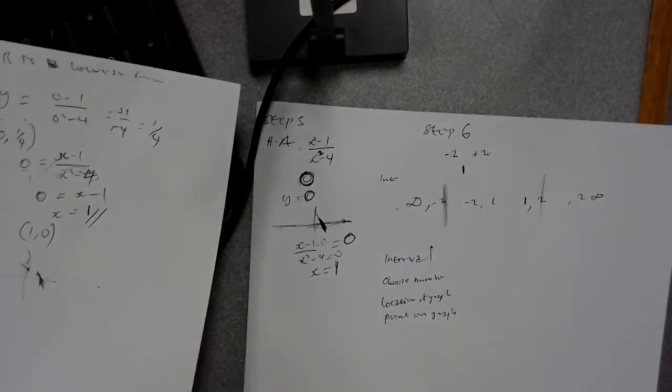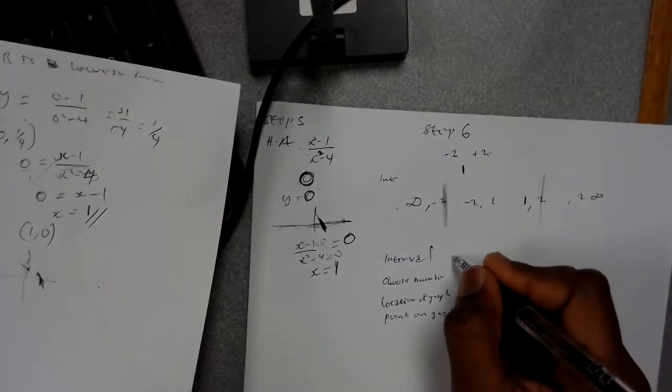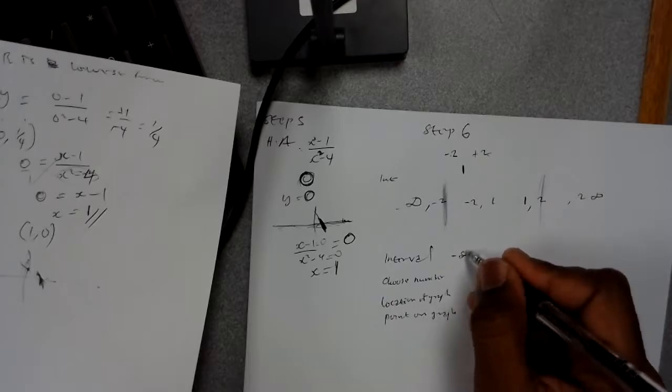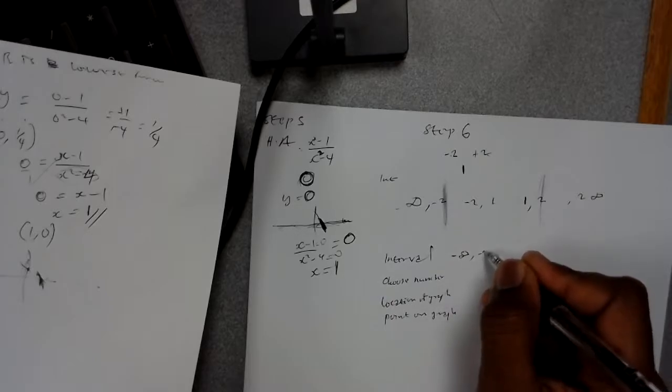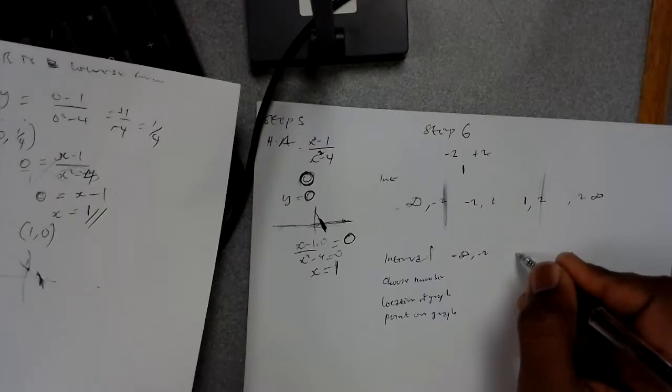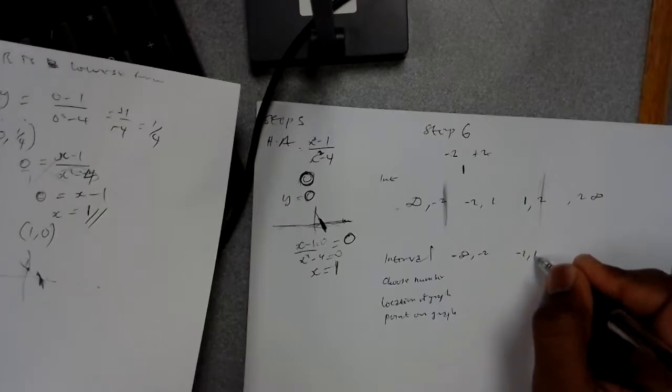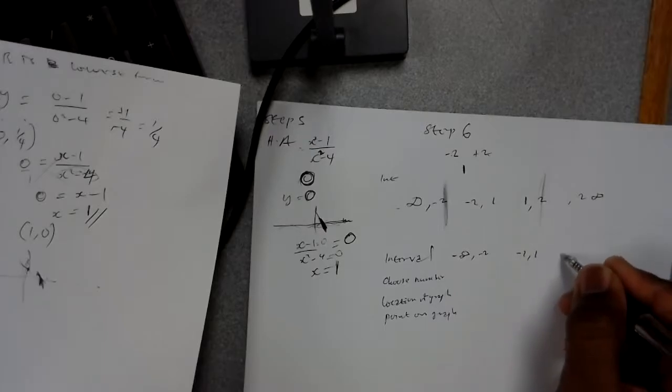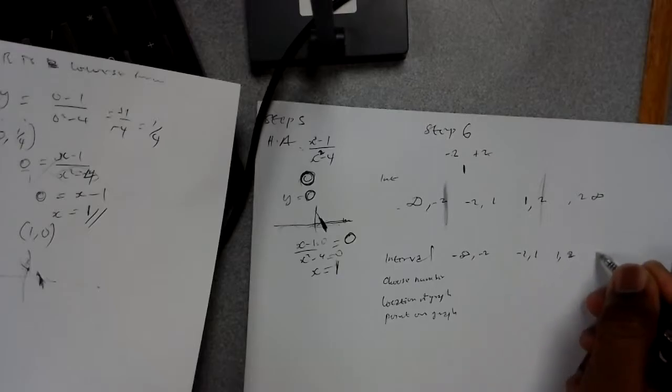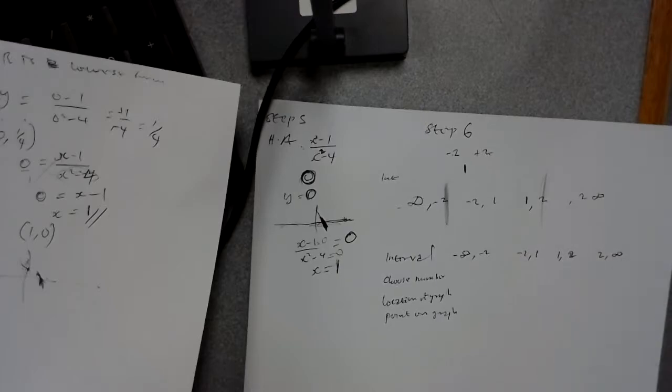Okay, the intervals we get, I'm going to go ahead and write the intervals. It was minus infinity to -2, that's an interval. The other one is -2 to 1, and the other one is 1 to 2, and the other one is 2 to infinity. So those are the intervals we get.